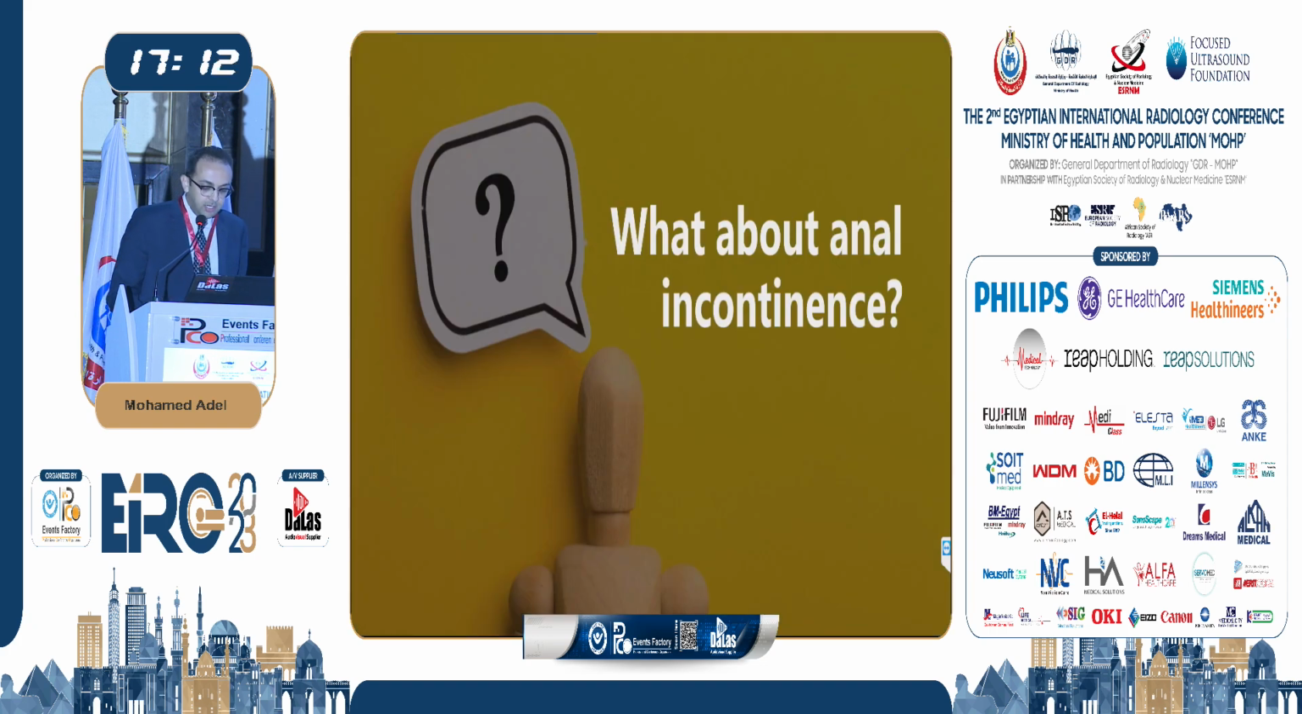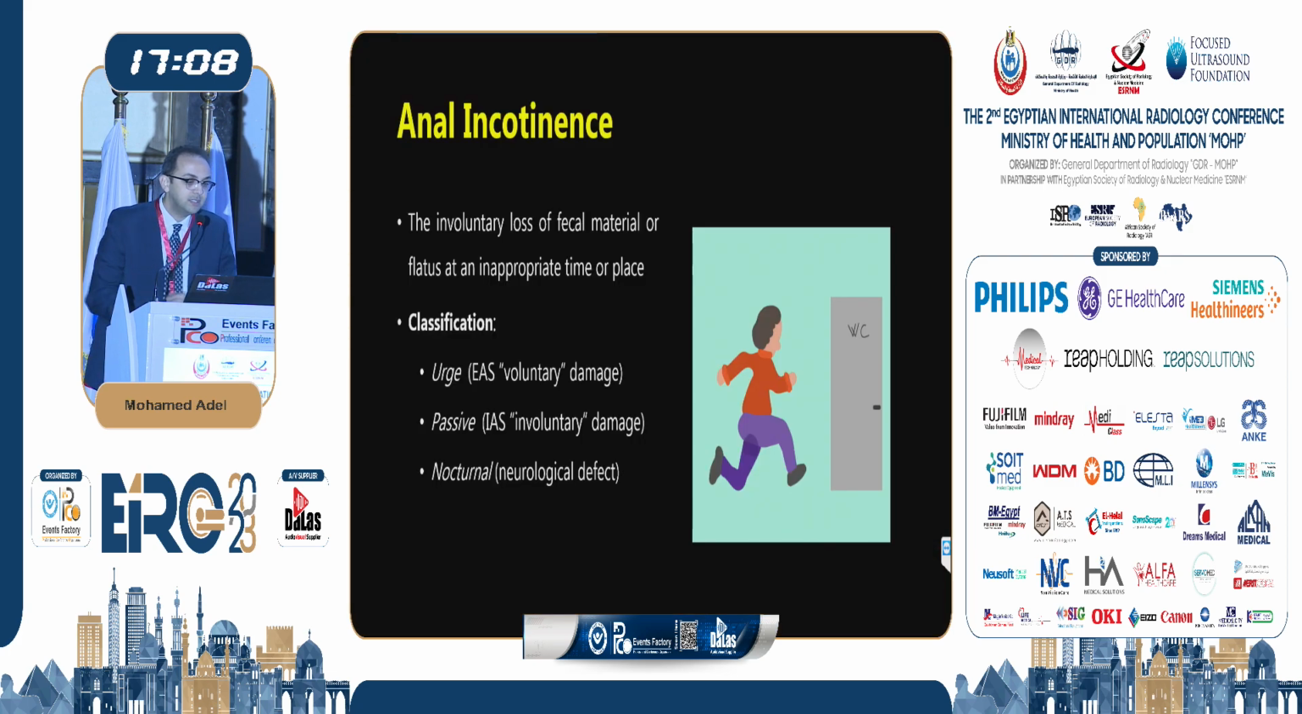I'll talk quickly about anal incontinence and then move to the MRI. So what is anal incontinence? It is basically the involuntary loss of fecal matter or flatus at an inappropriate time or place. We generally classify it as urge, passive, or nocturnal incontinence. What is urge? Basically that the patient can't get to the bathroom in time. So this is more or less a damage which affects the external anal sphincter.